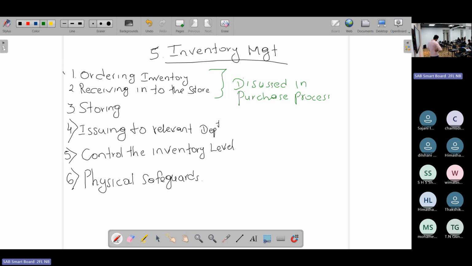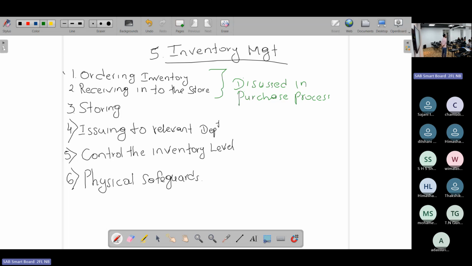Before discussing the theory of storing, I just want to ask one question. Why is inventory management important? What are the inventory items you know? What are the classifications in inventory? Raw material, finished goods, WIP, engineering stocks, software parts. Those are the inventory classifications available in an organization. Why is inventory management important?